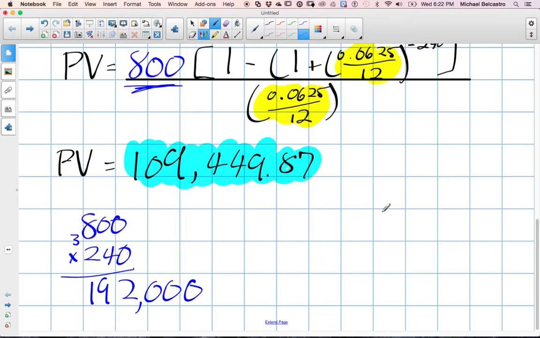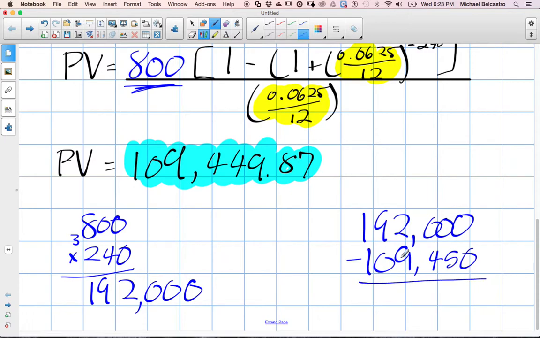So over the course of 20 years, $192,000. But they also had to pay in a certain amount. They had to put in 109, let's say 450 to round it out nicely. So the amount of interest earned is going to be 192,000 minus 109,450, which is 82,000-something. Is that what you guys got as an amount?